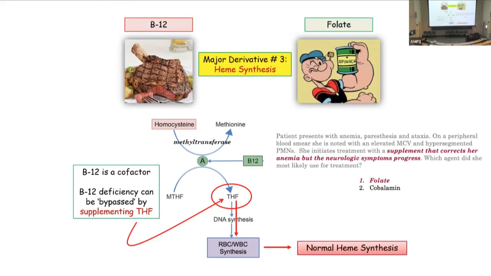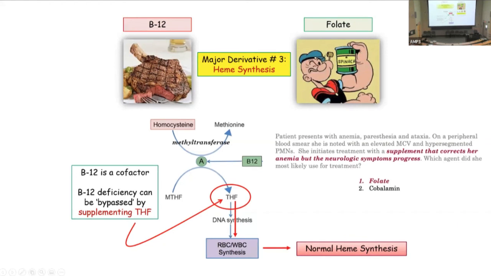All right, then it's the heme. This is major derivative number 3. It's the idea of B12 as a cofactor, and this is just the short version here. So what does B12 do? Let me start down here. You have methyltetrahydrofolate, a methylated group. B12 is a cofactor to transfer that methyl group from homocysteine to methionine. That's what it does. And the result of that is the active form of folate, tetrahydrofolate. You can bypass the B12 role, just take active folate, and you can fix the anemia, but you haven't fixed the neurologic symptoms. That's the take home there.